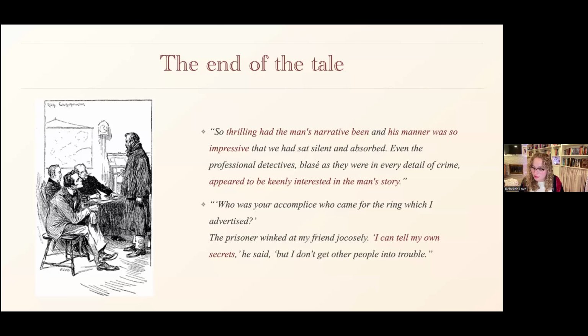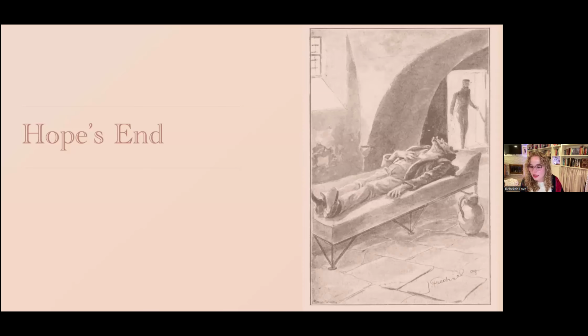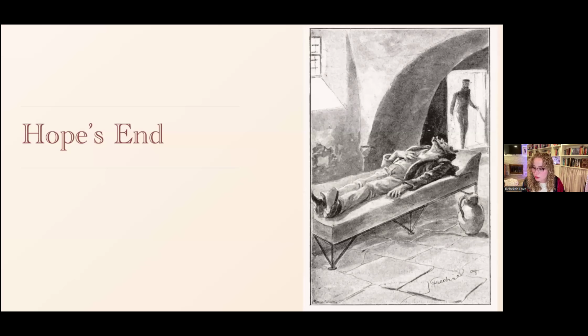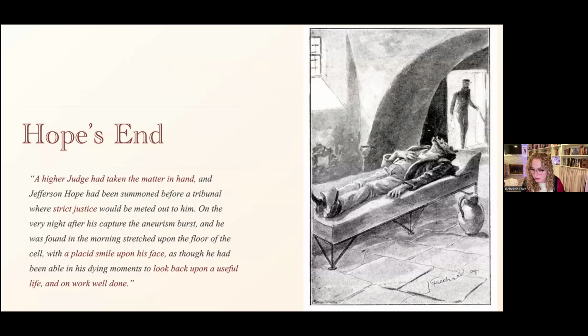Hope dies that same night. Watson describes this as a higher judge taking the matter in hand, and Jefferson Hope meeting a trial where true justice would be executed. Hope is found resting peacefully, with a smile on his face, as though he had been able, in his dying moments, to look back on a useful life and a work well done. This tells us that if nothing else, Watson, at least, believes that Hope was right. God sided with him.